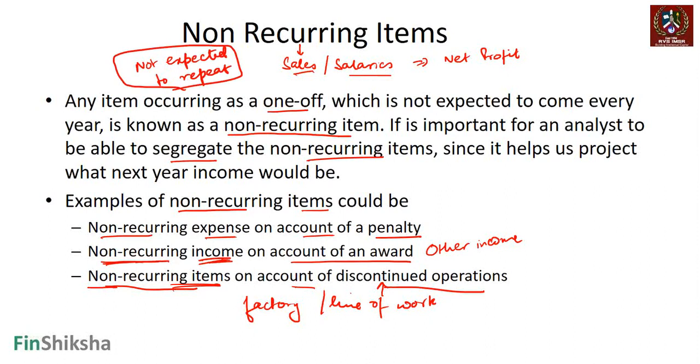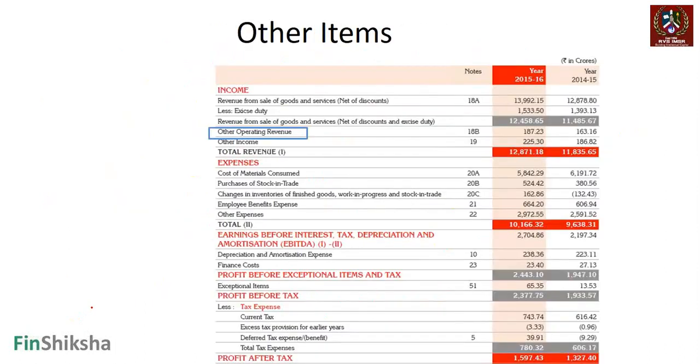It is important for us to segregate the non-recurring items when we are analyzing a company, because otherwise this might either reduce the earnings of the company if it is a non-recurring expense, or increase the earnings of a company if it is a non-recurring income. So we have to remove this from our analysis and then decode the data, right? Then there are some other items that we see in the financial statement.